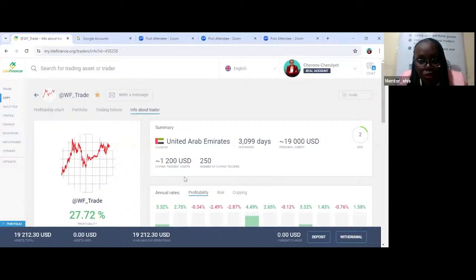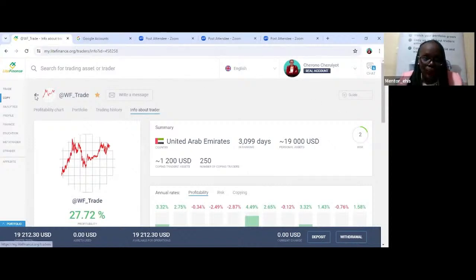And the number of people copying this person, I remember mentioning that numbers matter. So the number of people copying this specific trader is 250 people. So this one can fall into our category of trader B, because trader A, we had said probably 3 months, and this one has been on the market for 250 days, almost a year. You may consider to copy that person.